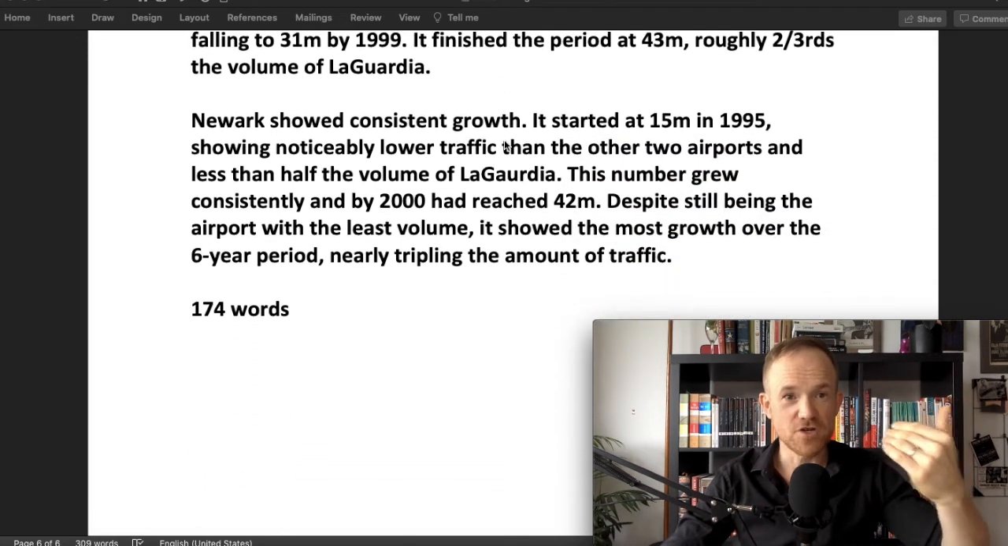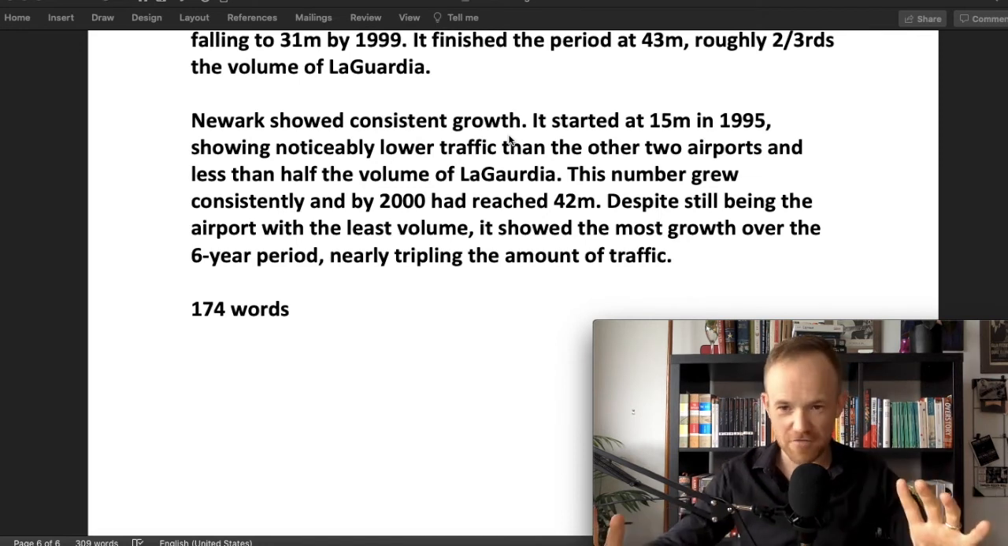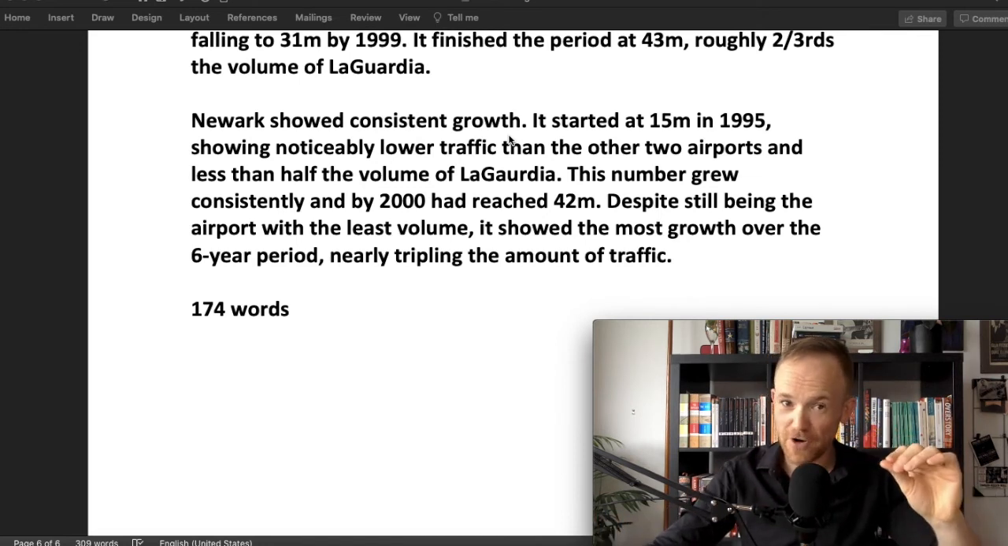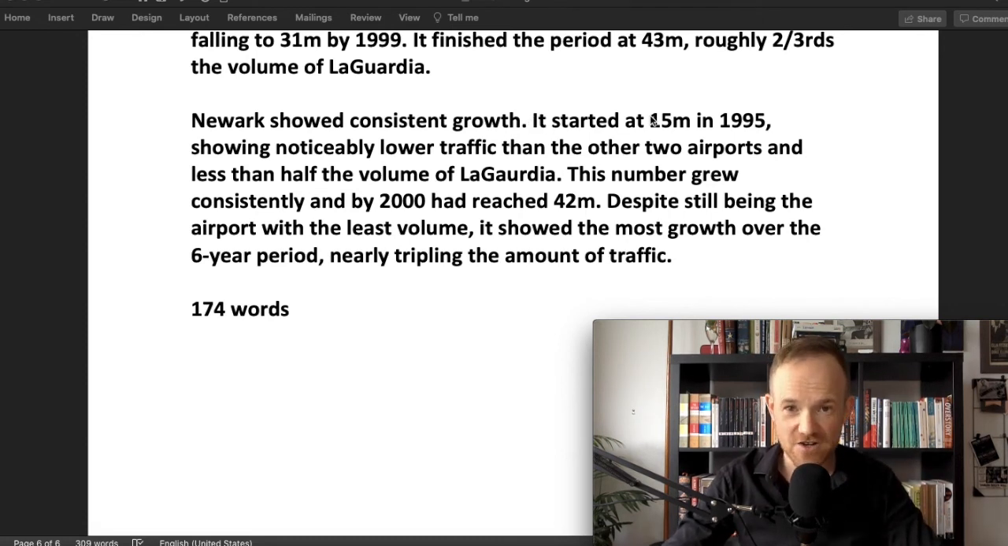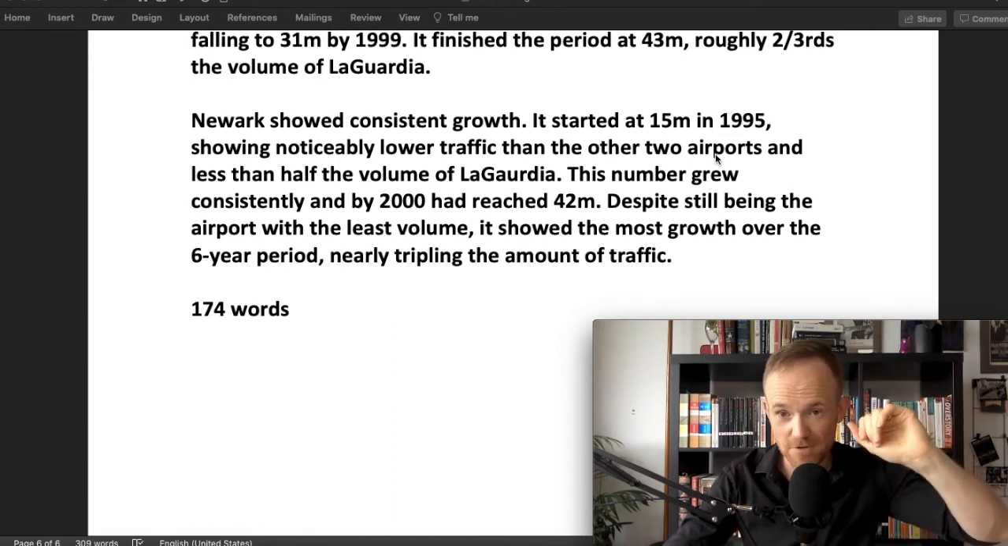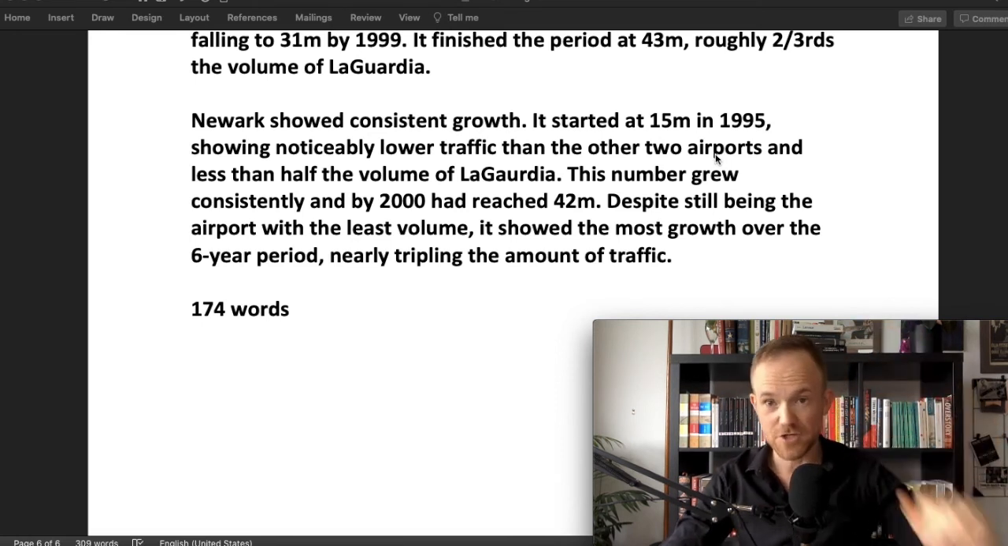Finally, let's move to Newark. Newark showed consistent growth, clear first sentence. This paragraph's about New York. Now I'm going to show consistent growth. It started at 15 million in 1995, comma, showing noticeably lower traffic than the other two airports. So I've compared it to the previous two airports and the previous two paragraphs. I've compared and I've connected back to the other two paragraphs.